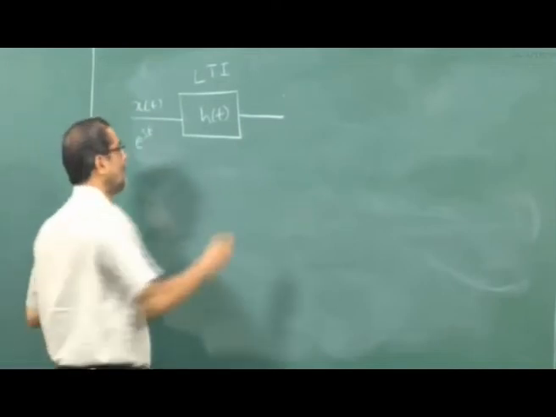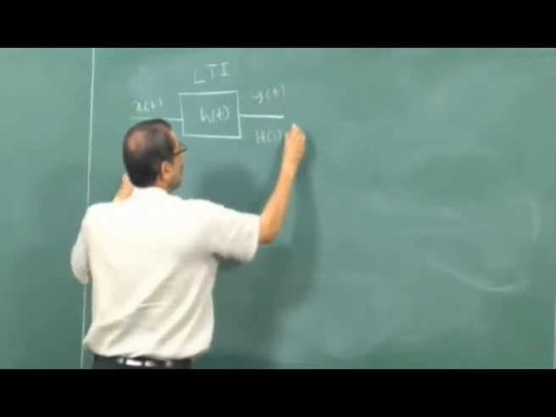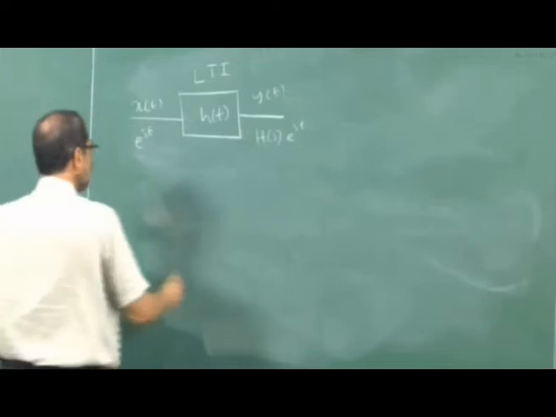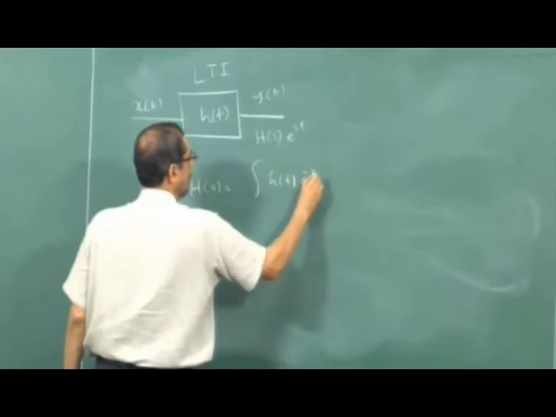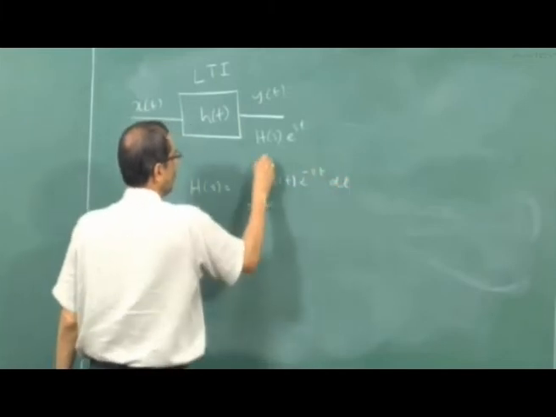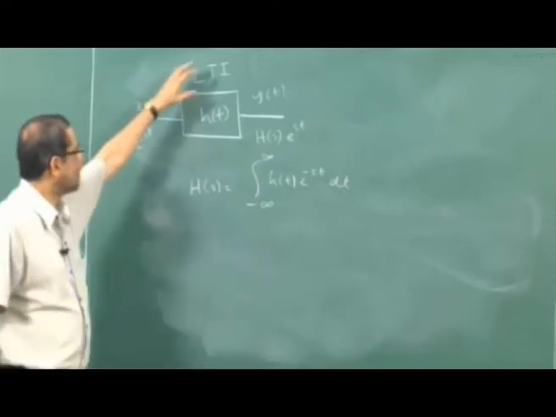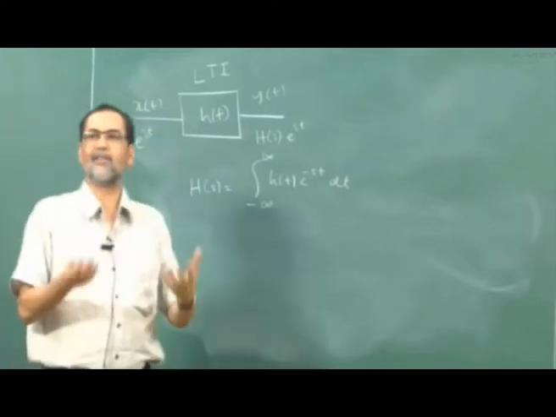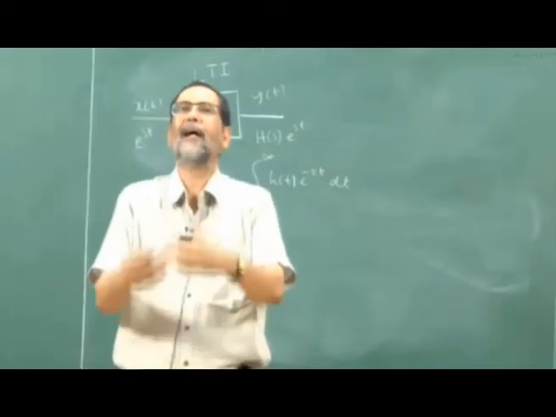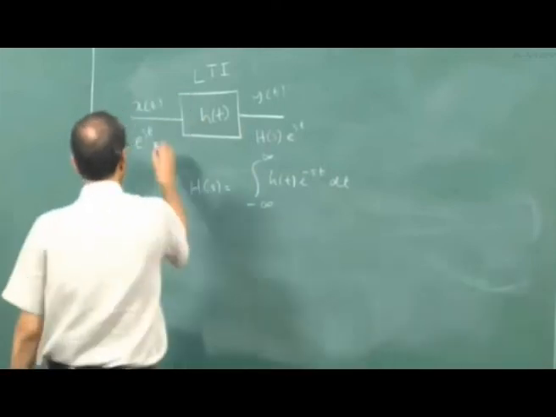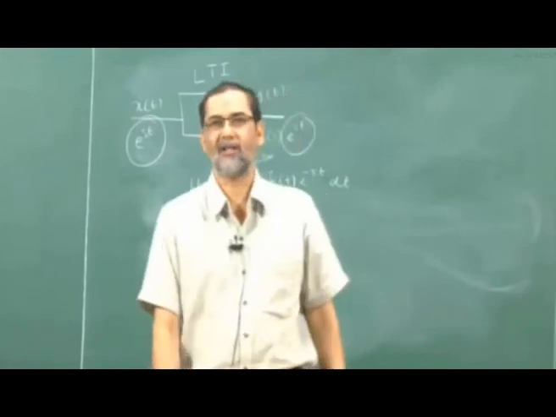For such an input, I said the output y of t is given by h of s into e to the power of st. The same function comes at the output, and h of s was defined as the transfer function. It is the integral of h of t e raised to minus st dt. This is h of s. So I said for LTI systems, e raised to st is an eigenfunction. Eigenfunction meaning when you give this input, I get the same at the output. Maybe there is a change in the scaling factor.